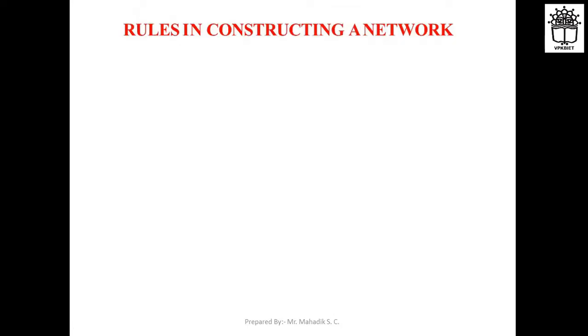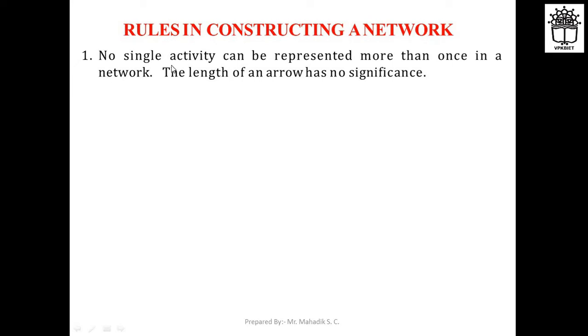Rules in constructing networks: first, no single activity can be represented more than once in a network. Then, the length of an arrow has no significance; you can draw an arrow of any length.